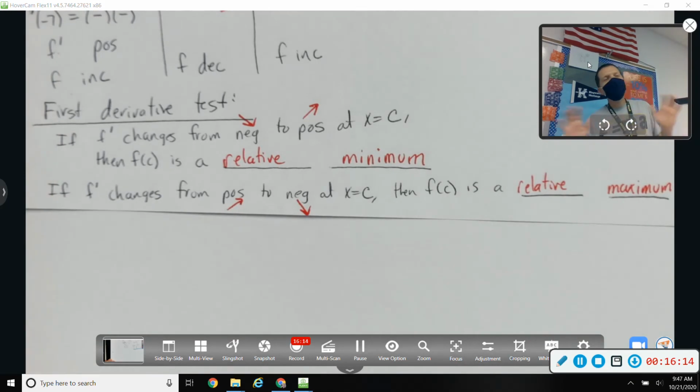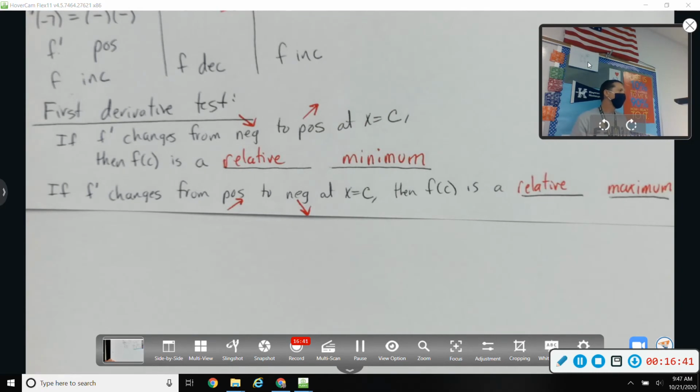And again, the idea is you don't memorize positive to negative means one, negative to positive means the other. Don't memorize. Think about it. Negative to positive means there's a minimum. Positive to negative means there's a maximum. And so you're just going to be thinking about that all year long. And in fact, I'll see people during tests occasionally do one of those little pictures, and that's fine.